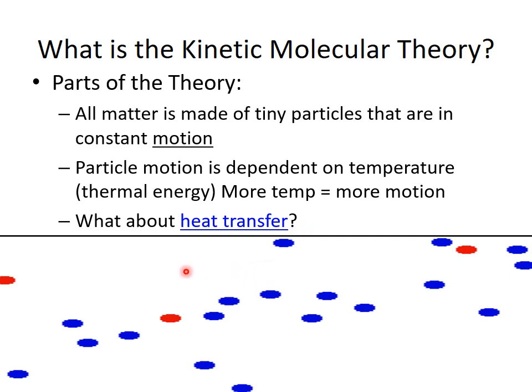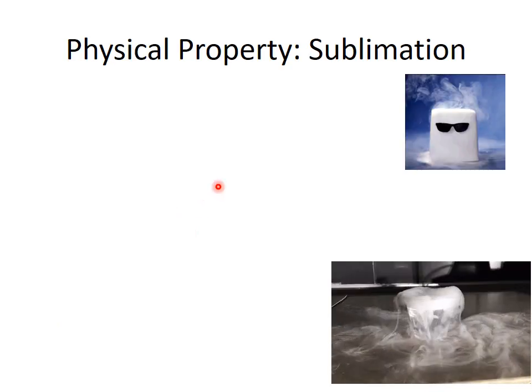If you have two things next to each other of different temperatures, because of the motion of one sample, it can actually crash into and cause more motion in the molecules of the other sample, increasing its temperature, transferring its energy between two items.